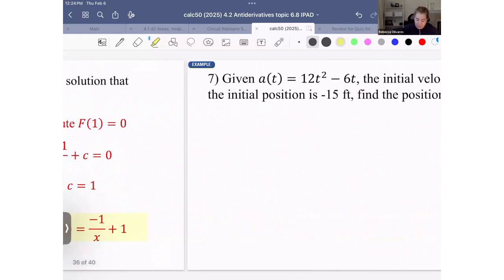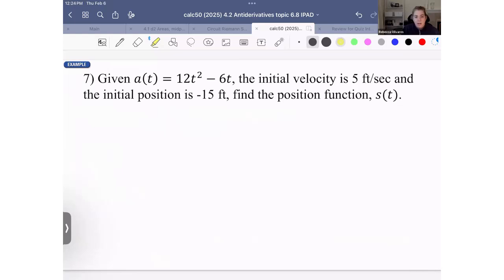All right. The last example, this will take us back to our straight line motion lesson. So we have a of t, our acceleration function, which is 12t squared minus 6t, not to be confused with 60. The initial velocity is 5 feet per second. The initial position is negative 15 feet. We want to find the position function s of t.